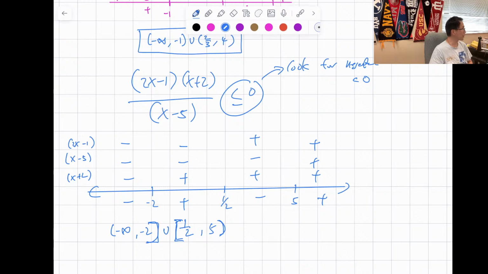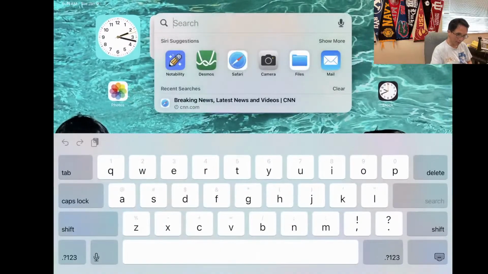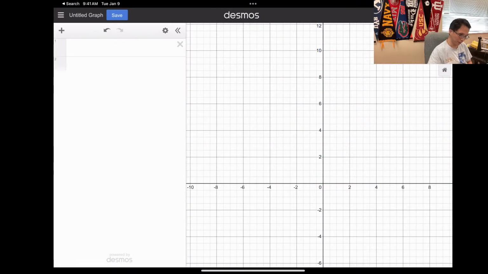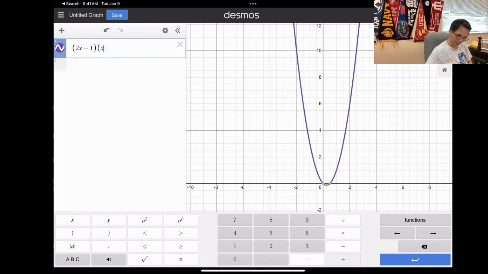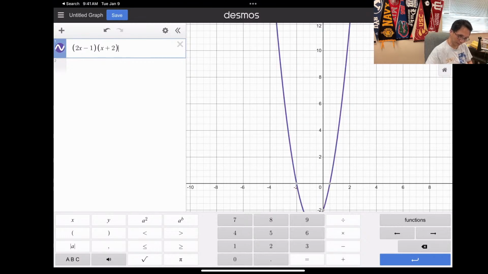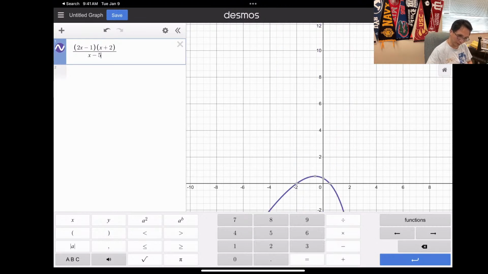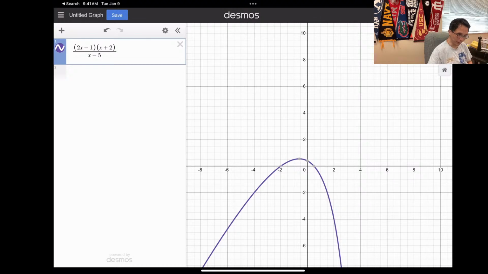Now, how do you check your answer? You're gonna graph this. On the AP exam, if you wanted to do it really quickly, you enter 2x minus 1, and then x plus 2, and then divide by x minus 5. You're looking for the negative region, so the negative region is everything below the x-axis. You see all of those below the x-axis?